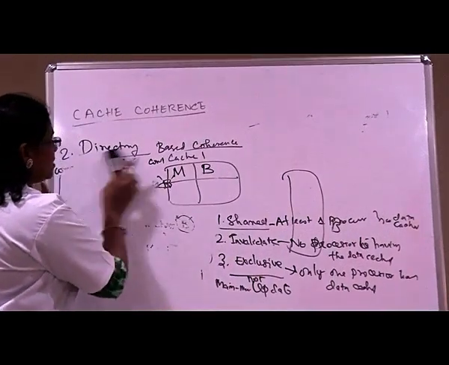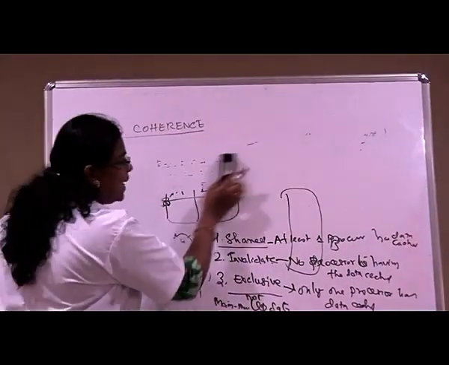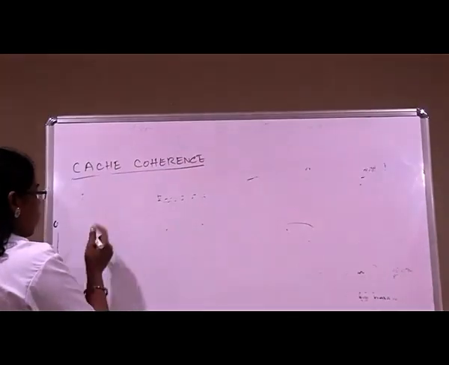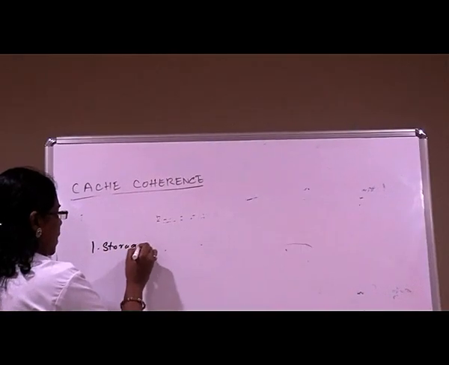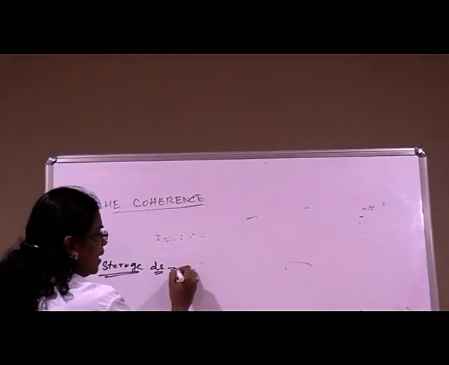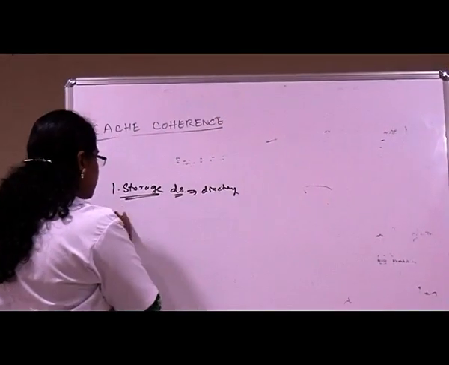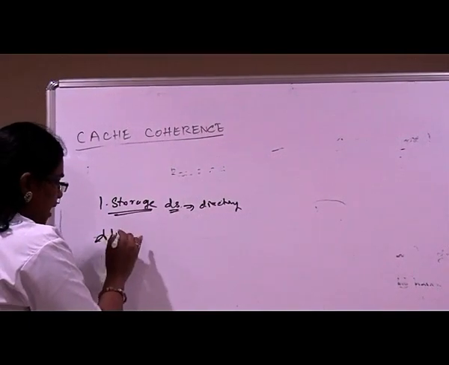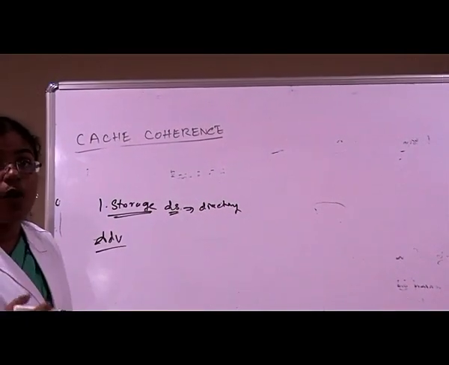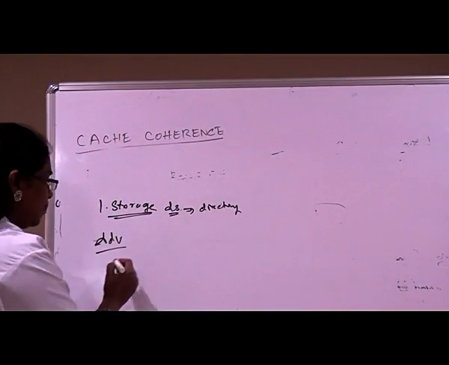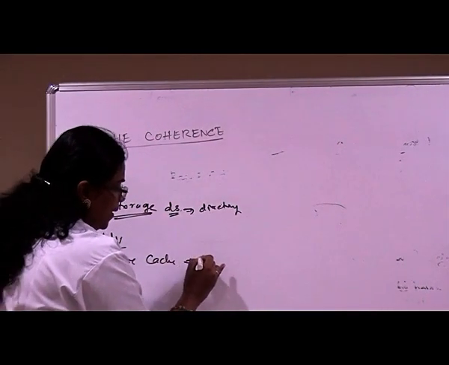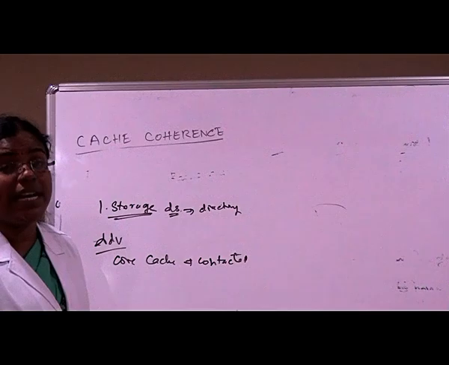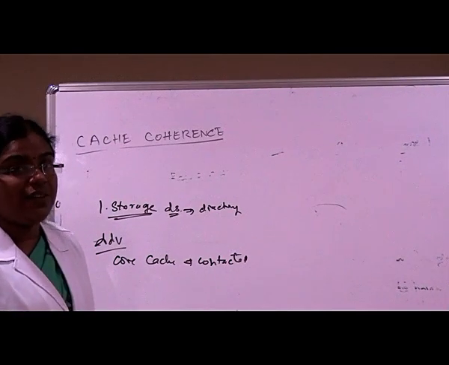This also has some drawbacks because I have to maintain a directory for all the cache lines. So the storage is the problem, because I have to maintain separate data structures for a directory. Another advantage is that only the core containing the block is contacted and told that the cache is invalidated. We are not disturbing the other cores that do not have the block B.